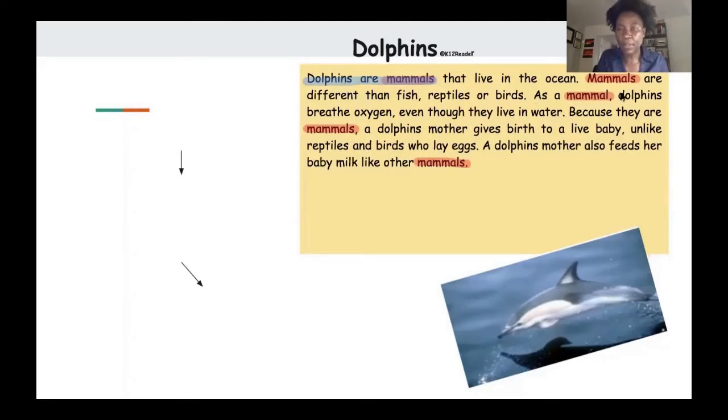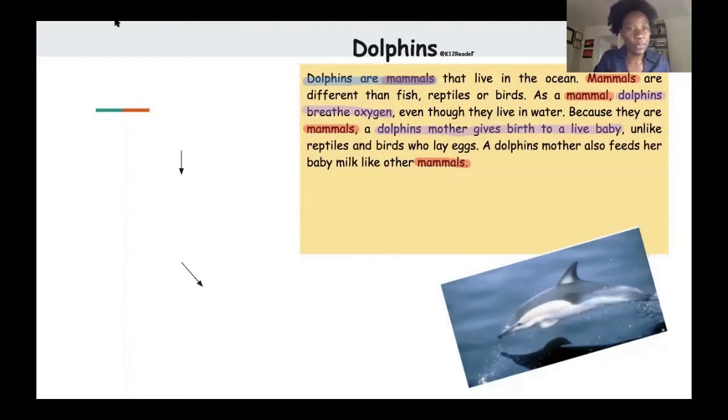As a mammal, dolphins breathe oxygen. That's my second evidence. Now, my third evidence here, it says, dolphins' mother gives birth to a live baby. That's my third evidence to prove that dolphins are mammals.